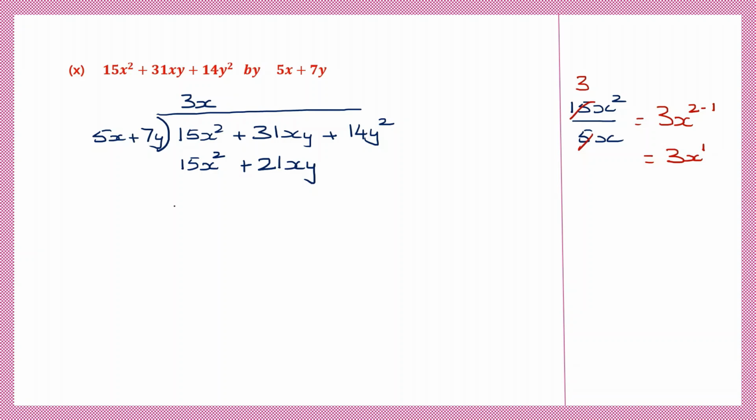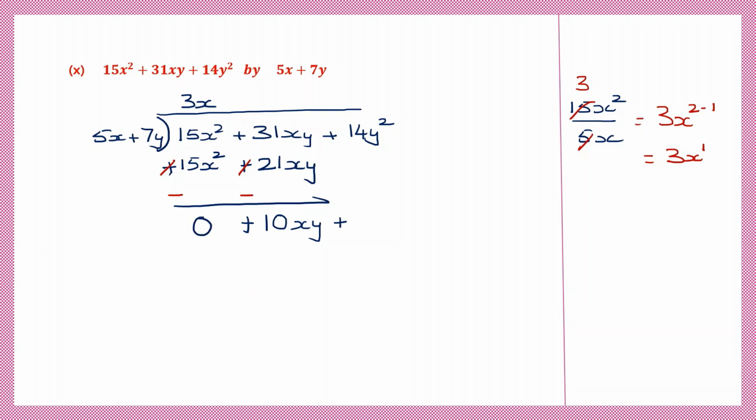So now we need to subtract. So this is a plus sign. So the signs will change. Plus becomes minus. Here also plus becomes minus. Now let's look at this one. Plus 31 minus 21. So signs are different. Put the sign of the bigger number and subtract. 31 minus 21 is 10. 10xy. Now here we have 15x squared minus 15x squared. Both will get cancelled. It becomes 0.